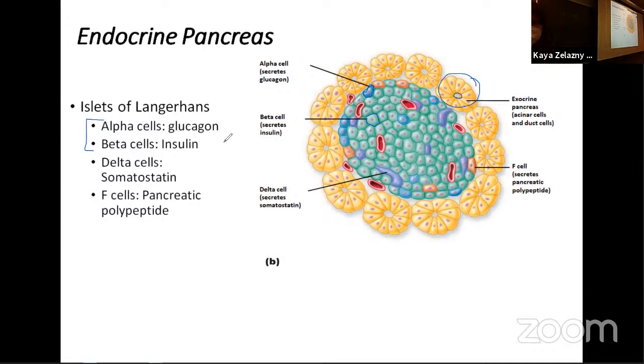Since we're looking at the endocrine pancreas, I'm going to tell you that there are other things it's producing. Our delta cells are producing something called somatostatin, and our X cells are producing something called pancreatic polypeptide, but those aren't really our focus for now. What we want to know is about the alpha and beta cells and the glucagon and the insulin.